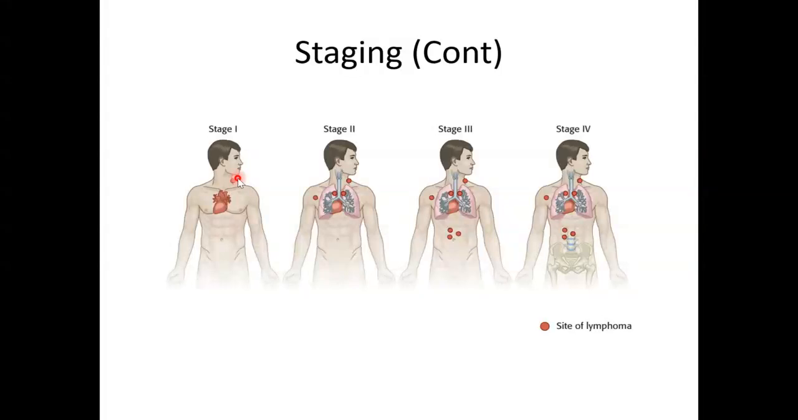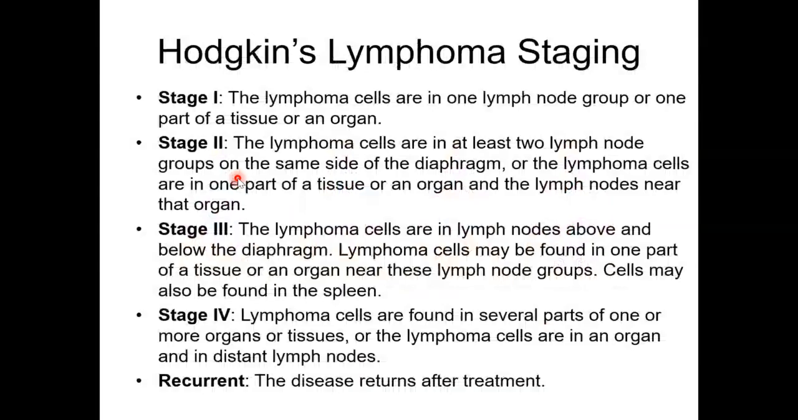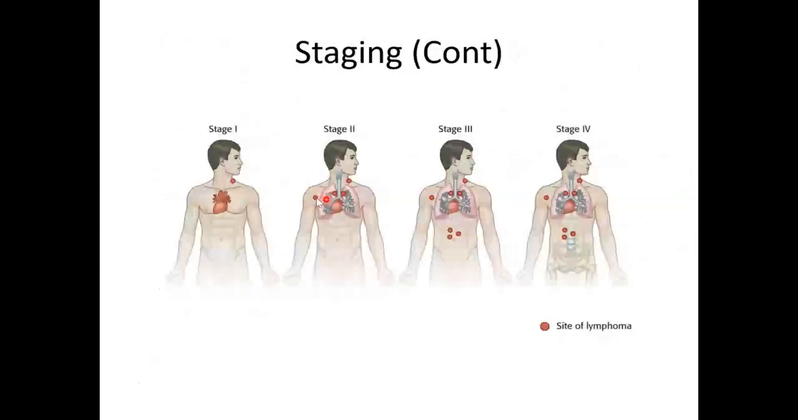Understand somebody or how you want to refer them if it's something that becomes more difficult. Cells are in one part of the tissue or an organ and the lymph near that organ. So stage 2, it may be in 2 groups of lymph nodes and it may have progressed to organs that are close to that lymph node.